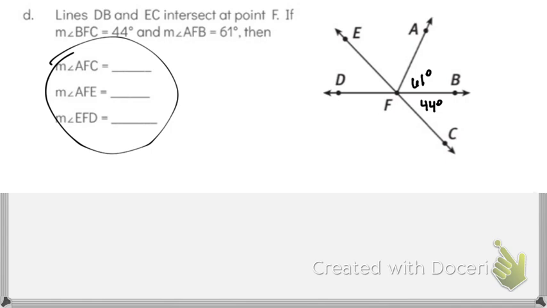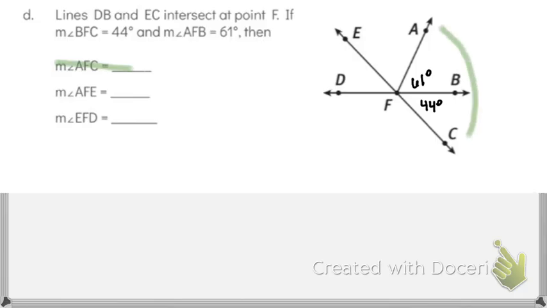So let's start with this first one. This first one says the measure of angle AFC. AFC, so I want this whole thing right here. To get this one, you're going to notice that it has these 2 angles inside of it. So to get this whole thing, I'm just going to take those 2 angles and add them to each other. So we have 61 plus 44, and that's going to be 105 degrees.